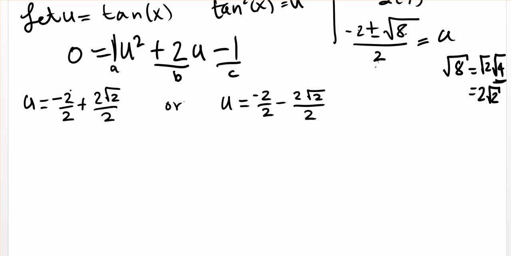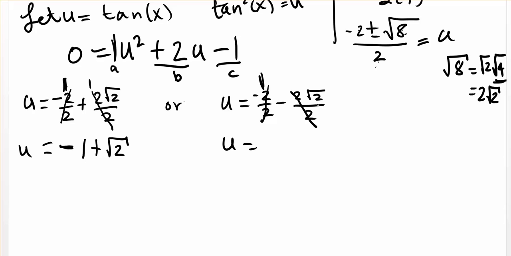So here, 2 divided by 2 is just 1, and 2 divided by 2 is 1. So this simplifies further to negative 1 plus the square root of 2. Or u is equal to, again, we get a negative 1, and here now we have a minus square root 2. So negative 1 minus the square root of 2.